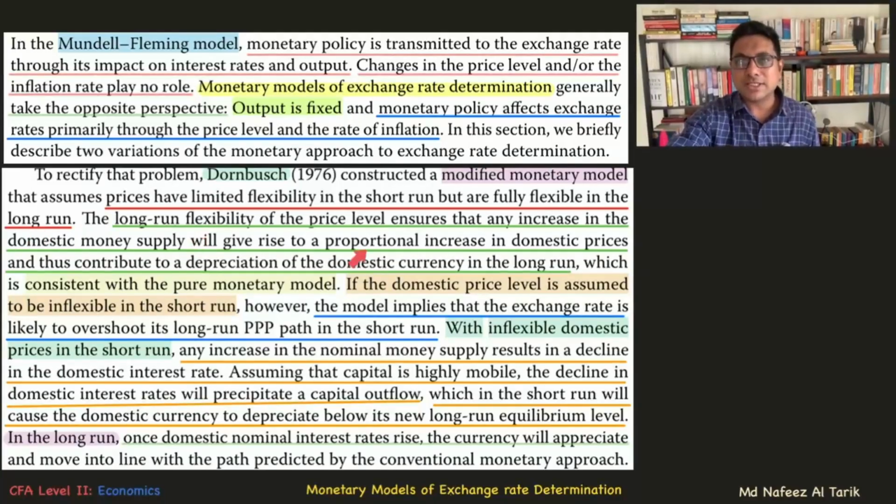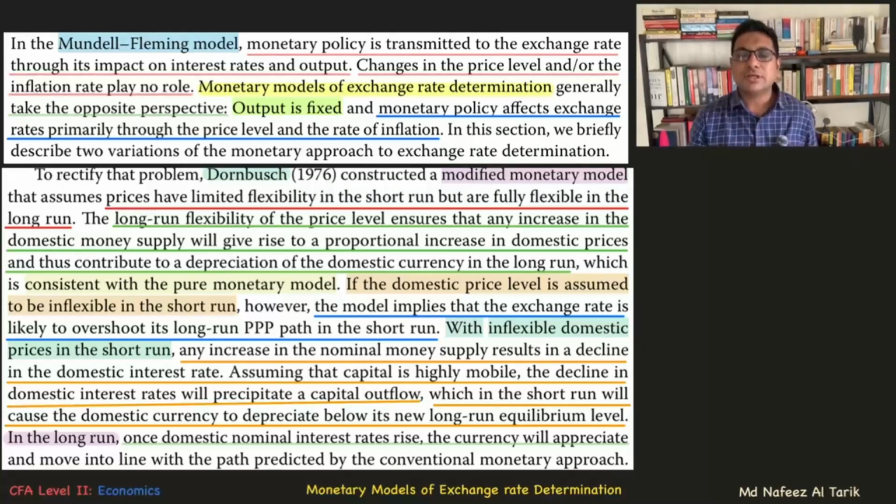The long run flexibility of the price level ensures that an increase in the domestic money supply will give rise to a proportional increase in the domestic price level, and that will contribute to a depreciation of the domestic currency in the long run. And this goes with the pure monetary model, which said that if money supply increases, price level increases, and there will be a proportional decrease in the currency's value.